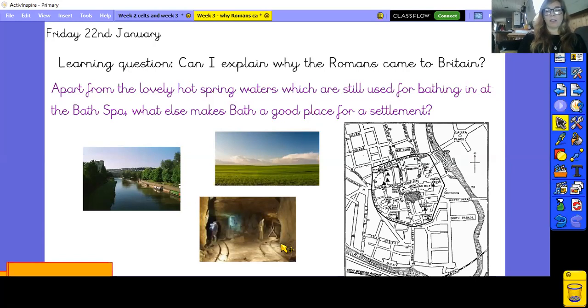And there are lots of quarries and mines where they would have dug out the stone. So if you were building a big settlement, you'd obviously need lots of stone to build the buildings. And so the Romans would have used the stone that was found locally to build their temples and buildings within Bath. So that was another really good reason to build a settlement here.